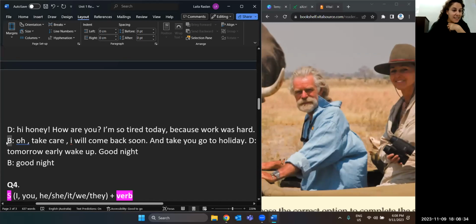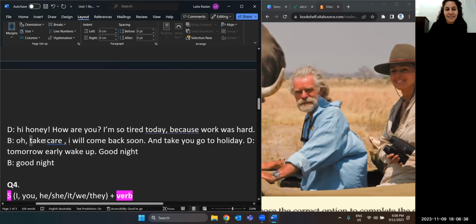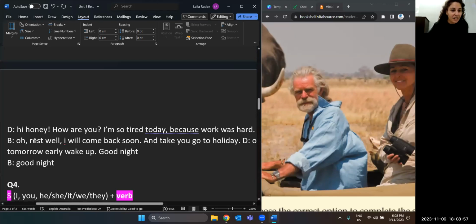And then Beverly says, oh, take care. We don't really say take care when someone says they're tired. You don't say take care because he's telling her he's tired. He says, oh, I'm tired. I've worked hard today. We usually say, oh, I hope you rest well. You know, rest well. That's very common. So, oh, rest well, my love. Something like that.